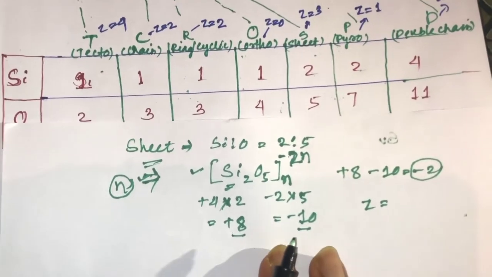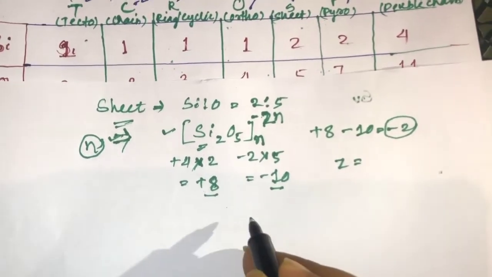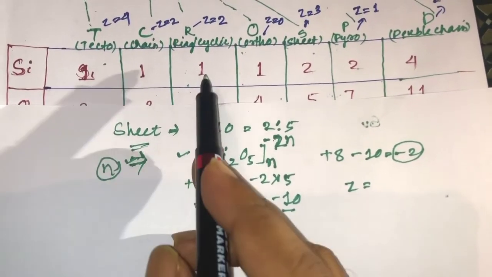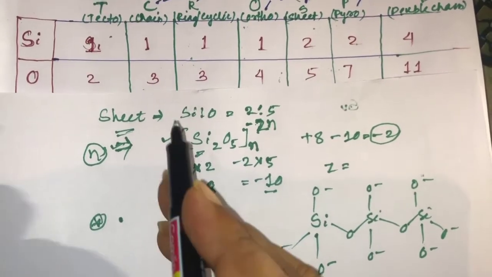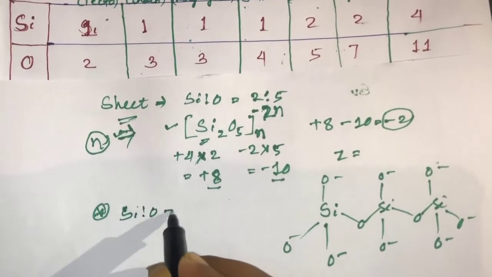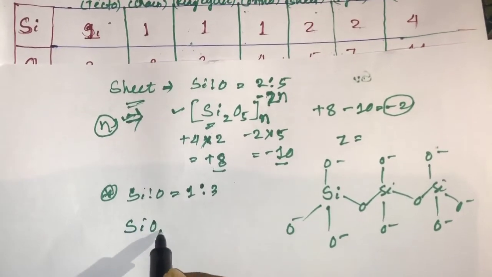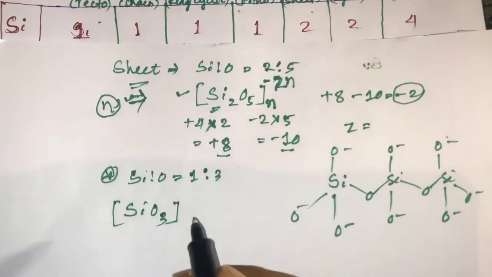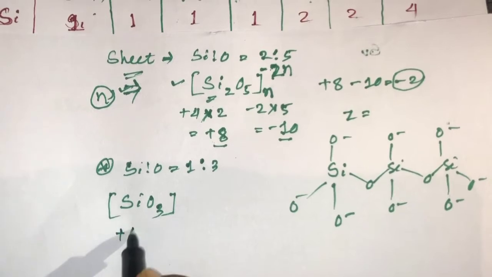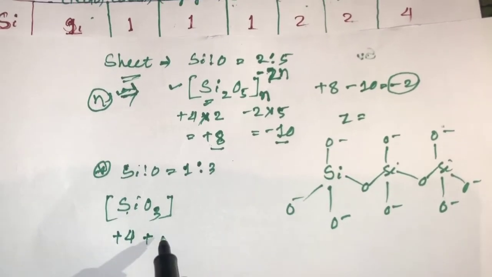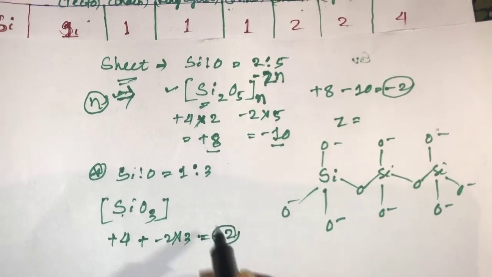Okay, so I am taking another example. There is an exception here. Suppose I am taking chain silicates. For chain silicate, the Si and O ratio is 1:3, so this will be SiO3. Next is how to calculate the charge on this chain silicate. This will be +4 as I said before, and this will be -2 into 3, so this will be -6. The net charge will be -2.